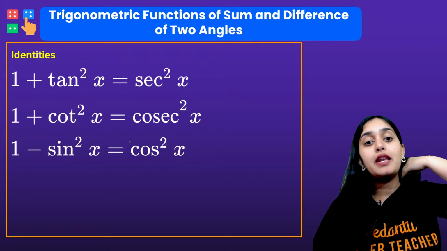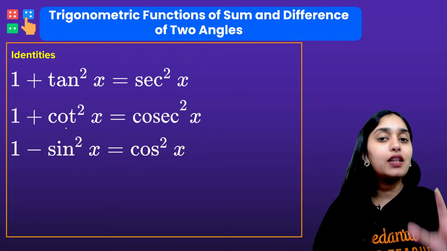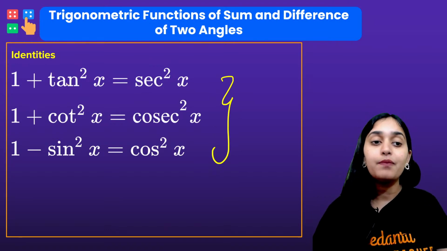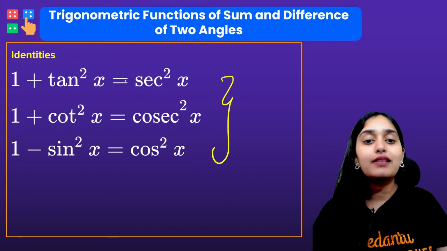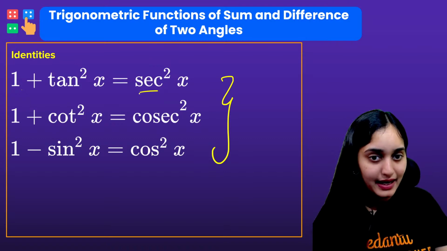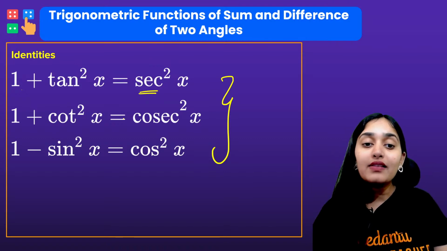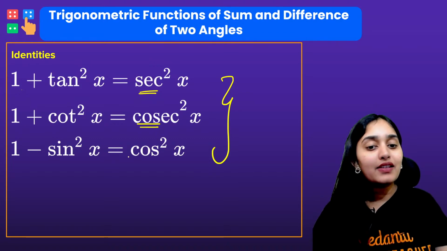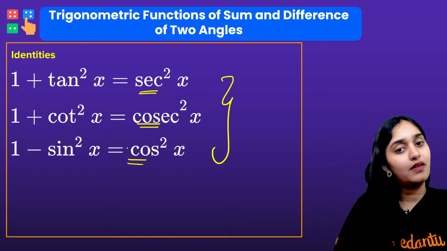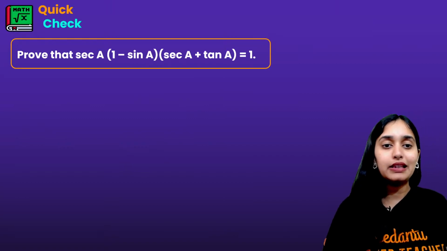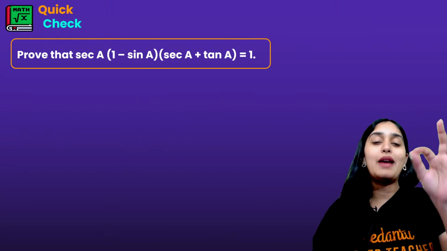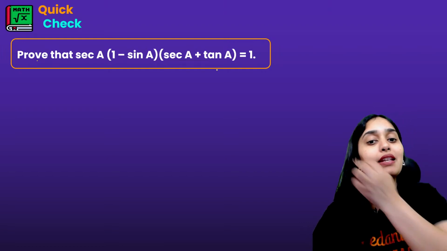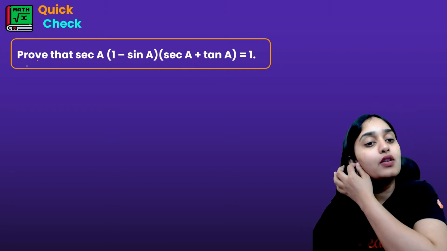Okay. Now, some more identities which are used regularly, which you have learned in class 10th as well. 1 plus tan square x is secant square x. 1 plus cot square x is cosec square x. And 1 minus sin square x is cos square x. Remember, let's solve a question based on this. Prove that secant A into 1 minus sin A, secant A plus tan A is equal to 1.